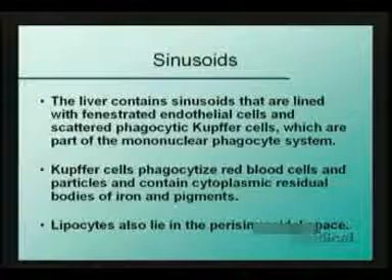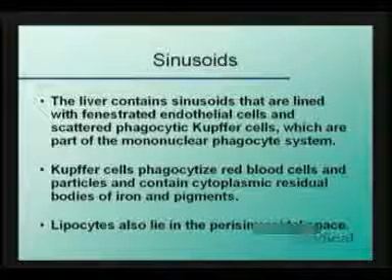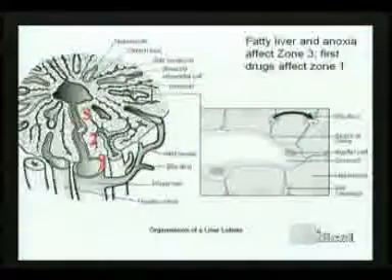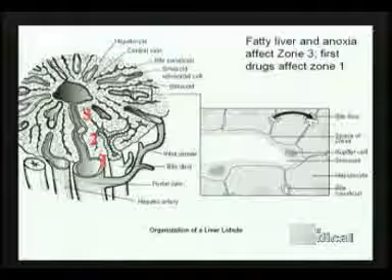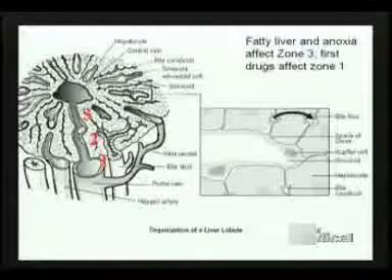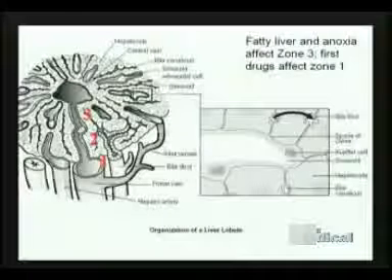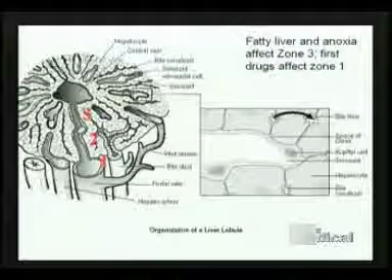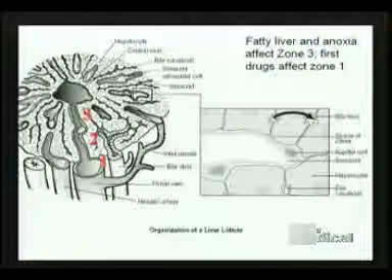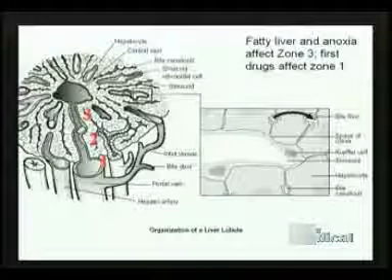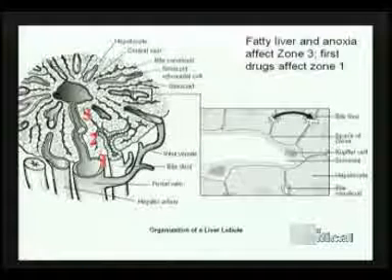A key cell type that is found in the space of Disse are the Ito cells, or the lipocytes. Their job basically is to store fats and vitamin A, but as we see in patients that develop cirrhosis of the liver, a late-stage manifestation of chronic alcohol abuse, it will cause those lipocytes to begin to secrete collagen, and that collagen ultimately will block up the space of Disse and the liver sinusoids and alter portal venous blood flow through those sinusoids.